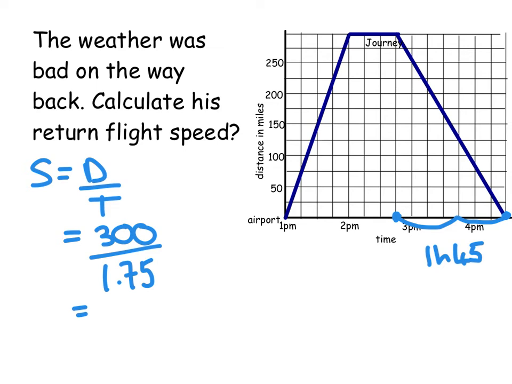And then if you do that in your calculator, you get, it's not a nice number, but we will round it. It gives you 171.428, so we'll say 171.4 miles per hour. And you'll notice that's a lot slower than he did on the way out. On the way out of the journey, he did 300 miles per hour. On the way back, he's 171. So we can see that the bad weather has affected his speed.